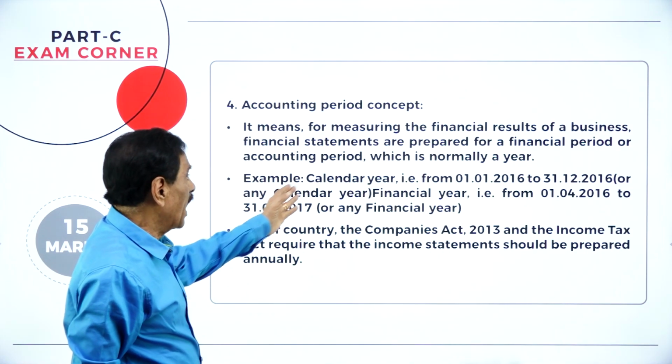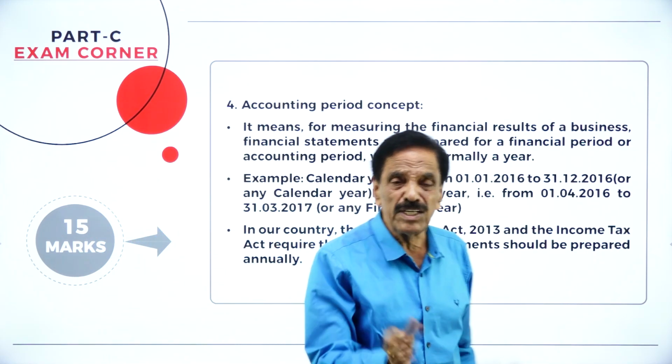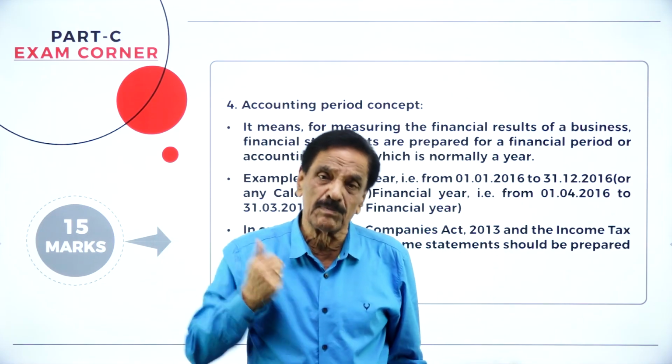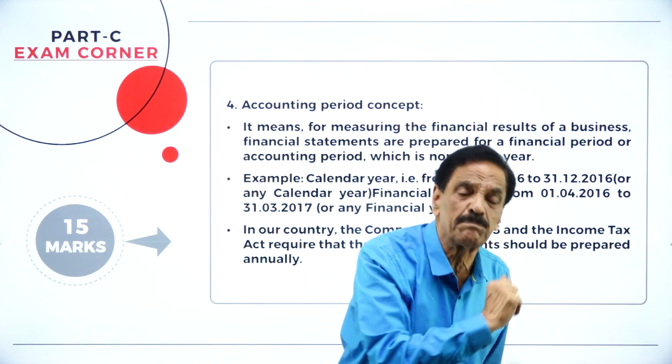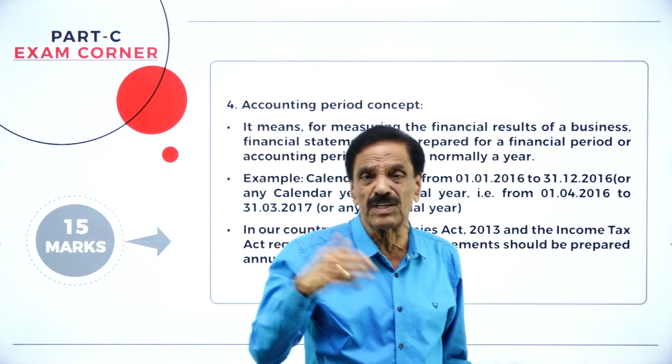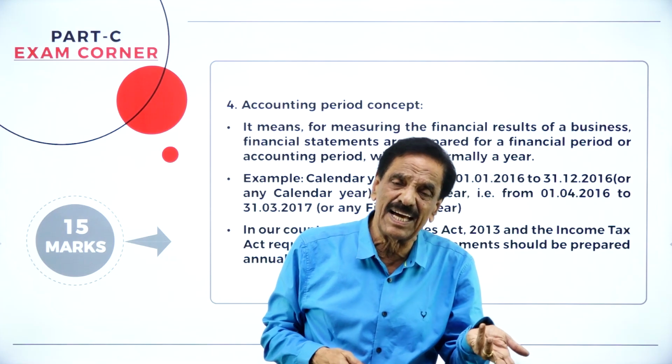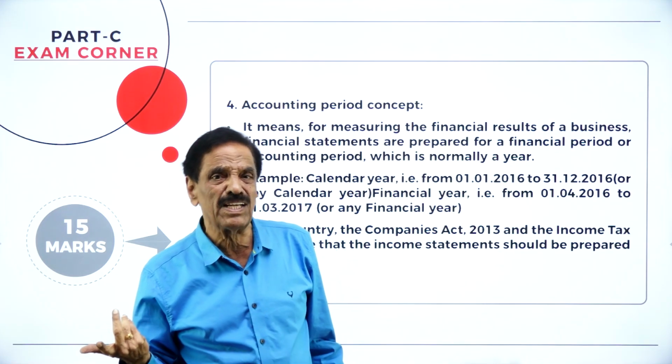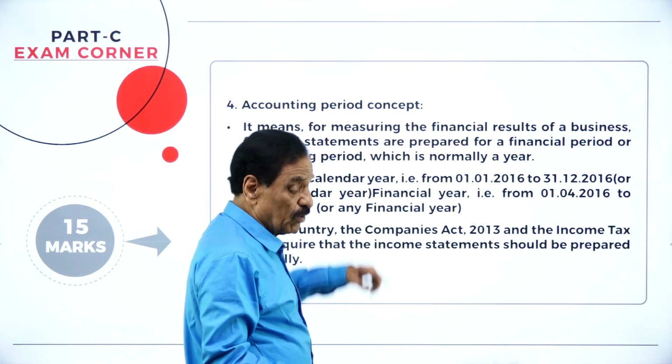Then number 4, the accounting period concept. The accounting period may be April to March: we start from 1st April to 31st March, or it may start from 1st January to December. That is called the calendar year. April to March is called the financial year. That is called the accounting period concept.